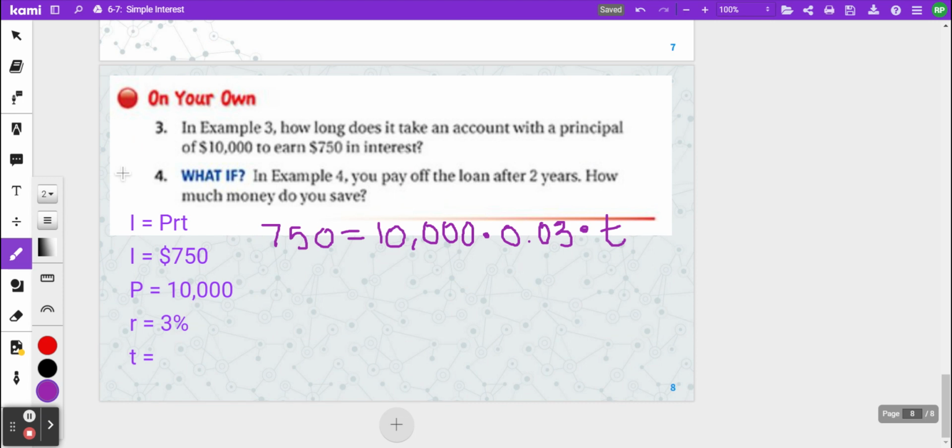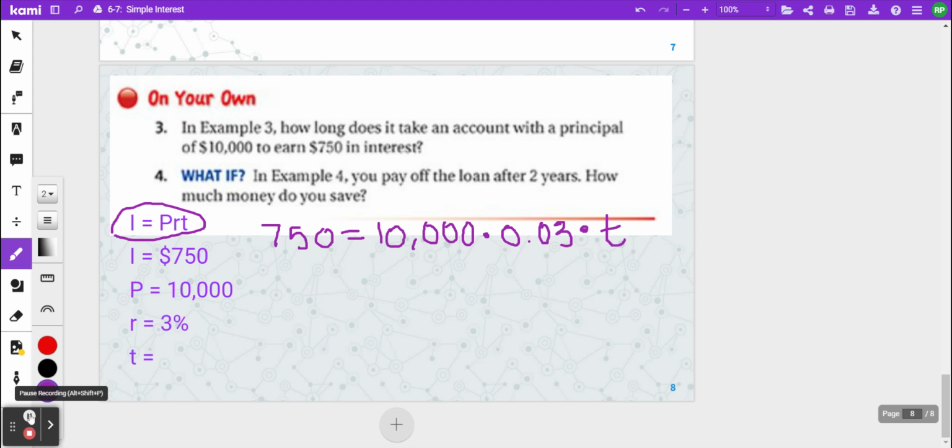Here's a couple of on your own examples. Number 3 says in example 3, how long does it take an account with a principal of $10,000 to earn $750 in interest? This was the problem where the bank paid different interest amounts based on the initial principal that was invested. So I already substituted $750 for I in the equation I equals PRT. $10,000 was the principal. Based on that amount, the interest rate was 3%, so I wrote that as 0.03, and then times t for time because that's what we're solving for.